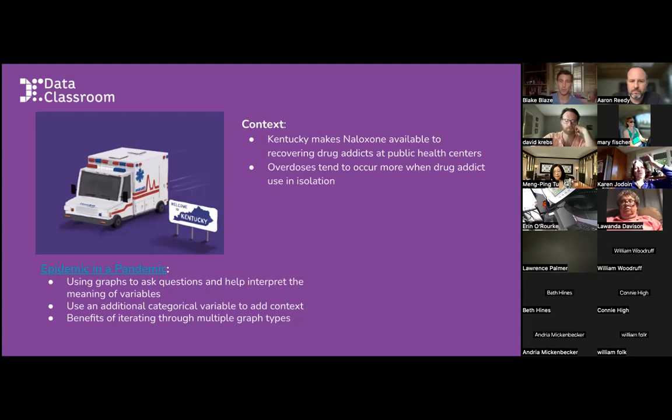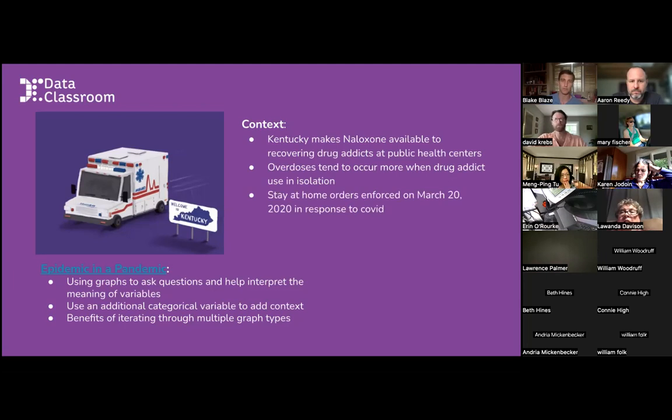Another kind of background fact: overdoses, especially with regard to opioids, tend to occur more when drug users are using in isolation, which ended up being one of the side effects of the stay-at-home order that was enforced on March 20th, 2020 in the state of Kentucky in response to the rampant spread of COVID. So public health officials knew that these stay-at-home orders might have an adverse effect on drug overdoses and worked really hard to study what the impact would be.